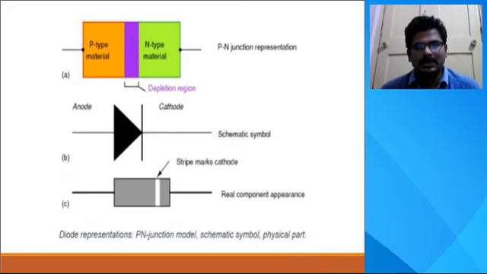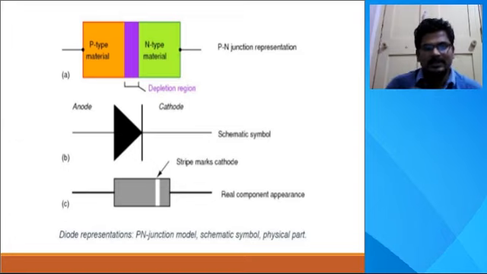This is the diagram for the PN diode: P-type material and N-type material. We are just arranging the P-type and N-type materials together. That's why we get the depletion region, which is indicated in blue color. This is the symbol of the PN diode, and the symbol consists of two terminals. One is called the anode and the other is called the cathode.